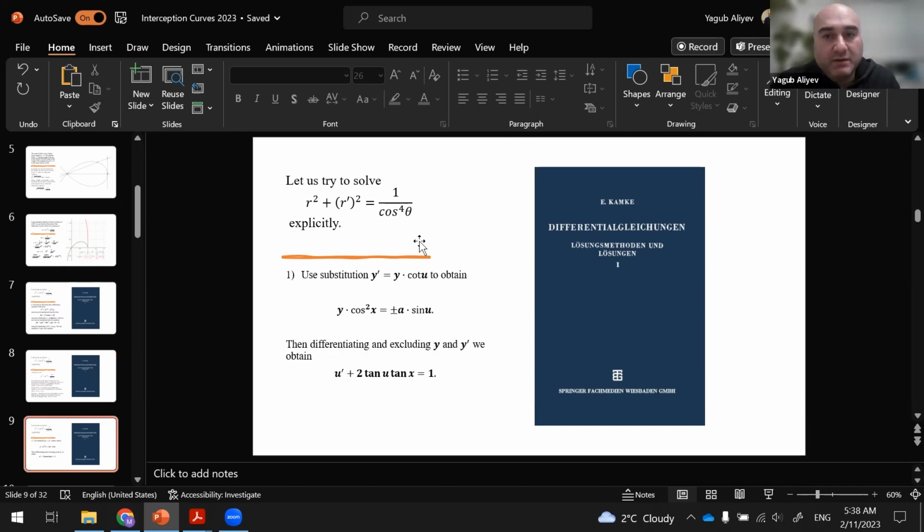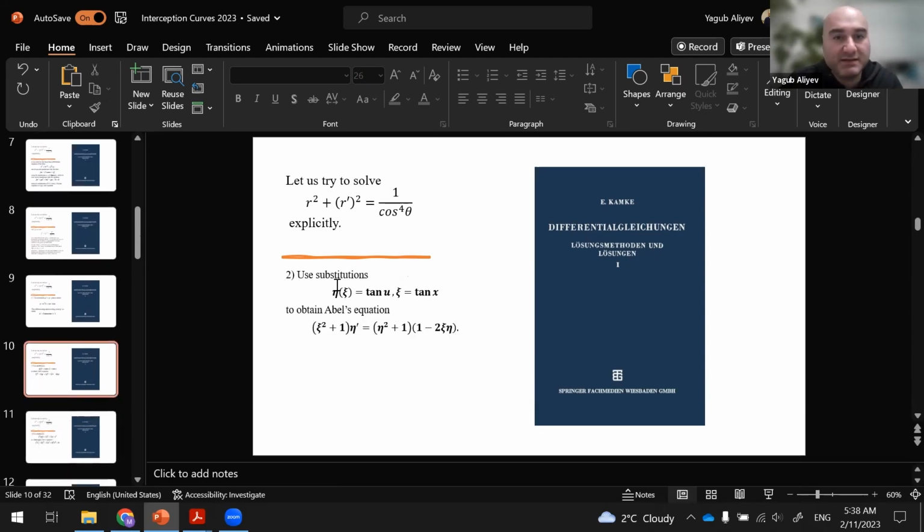So how can we solve this problem exactly? In Kamke, it is mentioned that you can use this substitution to obtain this equation, and then differentiating and excluding y and y prime, you will get this equation. There are 5 steps, so I will go faster through them.